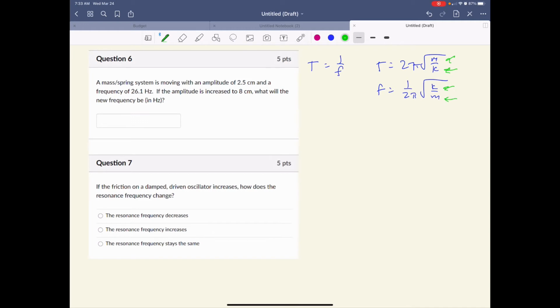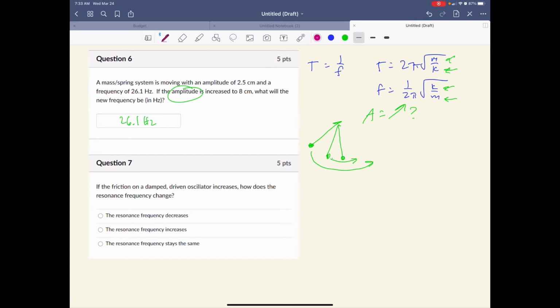Notice that if you change the amplitude, well, where is the amplitude? It's not present. So the amplitude has no effect on the frequency, and it's the same thing with periods. Same thing with pendulums, by the way. If you pull a pendulum back here and record the time it takes to go forward and back, it's the exact same time it takes to go even a further trip. It just goes faster. So the amplitude, what is the new frequency? Well, it's just this 26.1 hertz. It doesn't change.